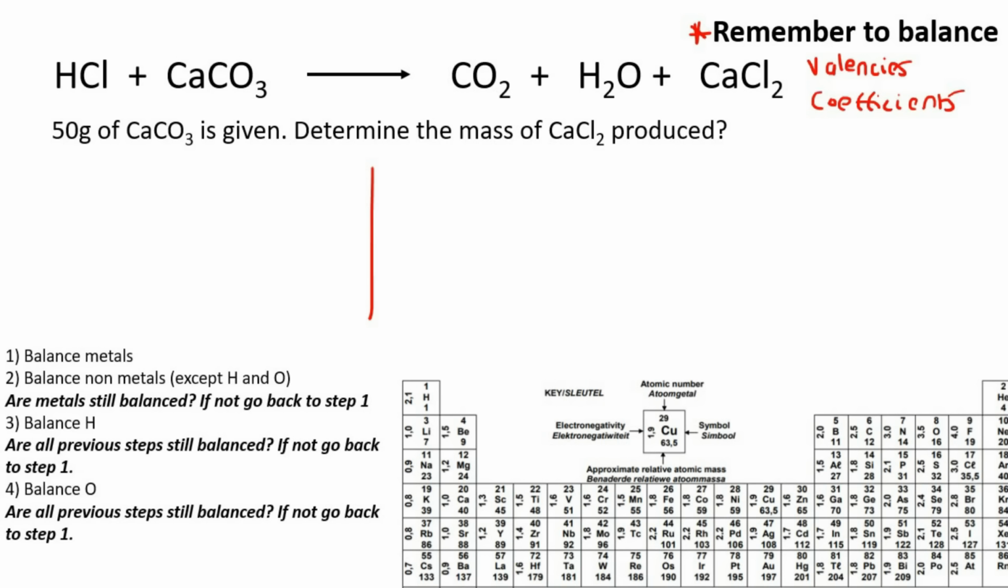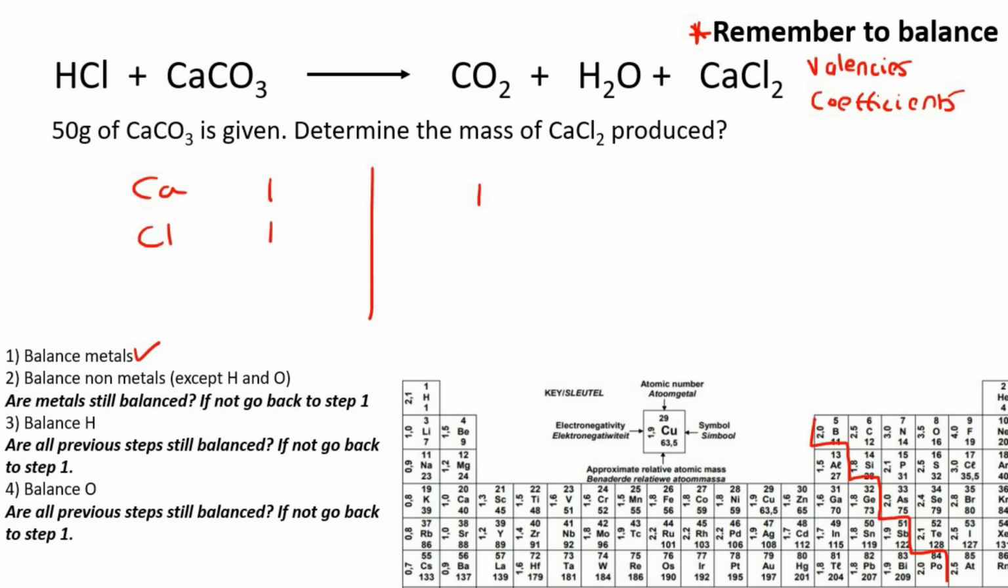So remember, here are the steps that we follow when balancing an equation. We always start with metals. Metals are the things on the left-hand side of this line. Obviously, hydrogen is actually a non-metal. So the metal that we have would be calcium. See calcium over there? On the left-hand side, we have 1 calcium, and on the right, we have 1 calcium. The next step is to balance all of the non-metals, except if you have hydrogen and oxygen. Like, don't do those. So the only non-metals we have would be chlorine, because it's over here on the periodic table, and carbon, which is over here. So let's do chlorine.